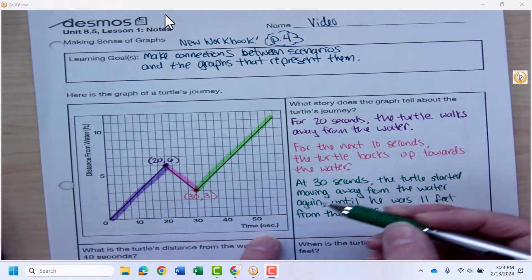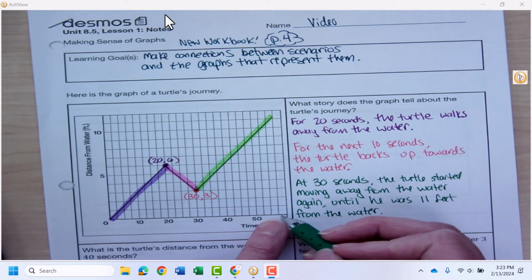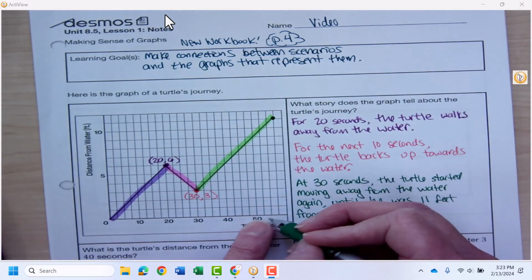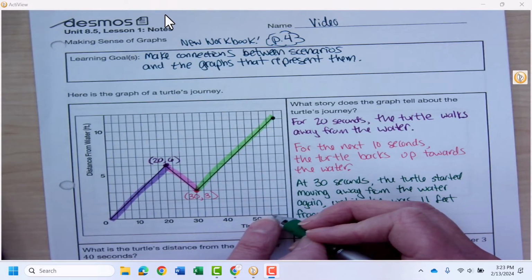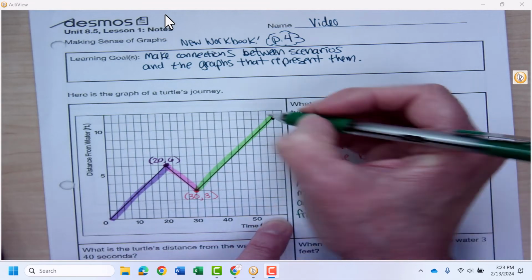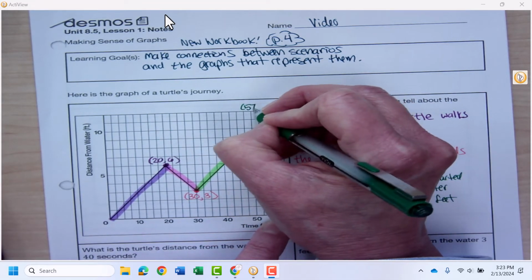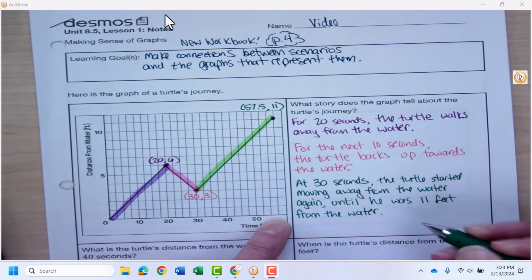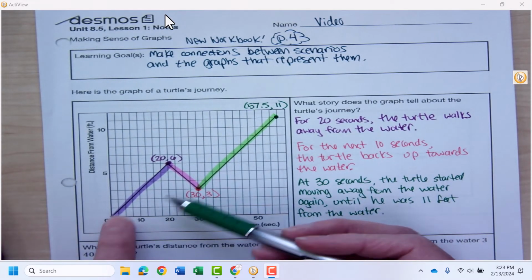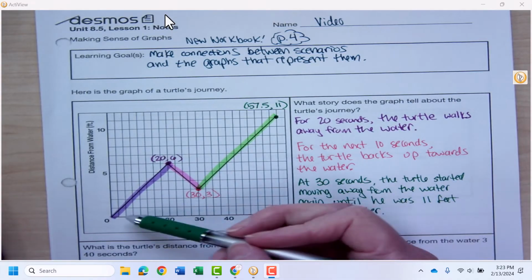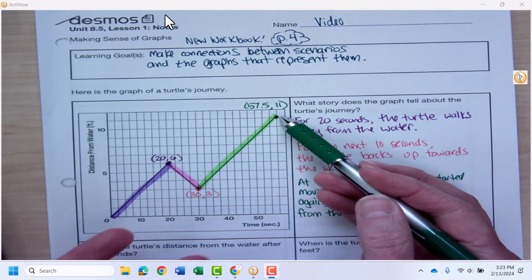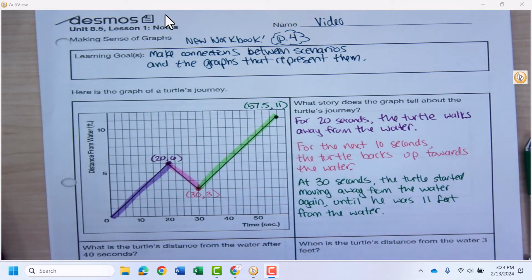Now we could say an awful lot more about this. Let's see, this turns out to be a terrible number actually. Right there, this is going up by 2.5, so that at 57.5 seconds, he's 11 feet from the water. So this gives us an idea of what's happening with that turtle. You could look at this and picture the animation that was happening. A turtle walking away and then backing up and then continuing on towards the grass.